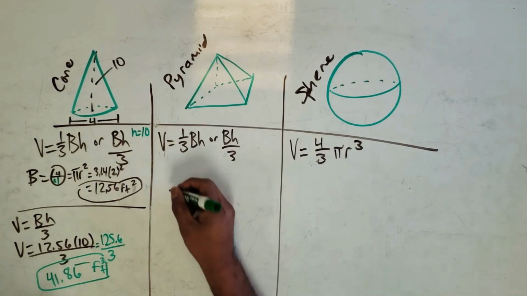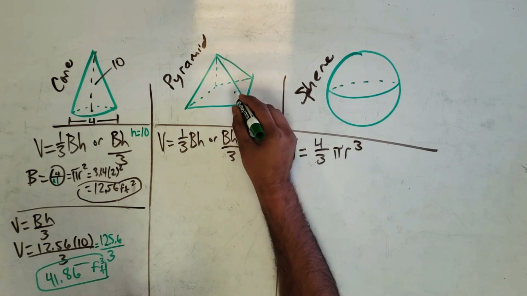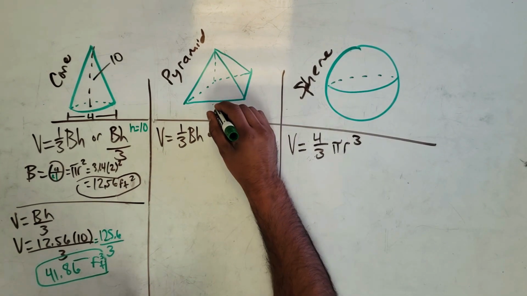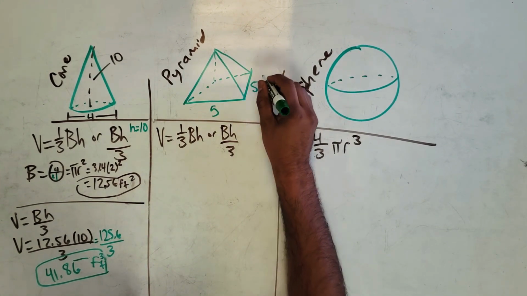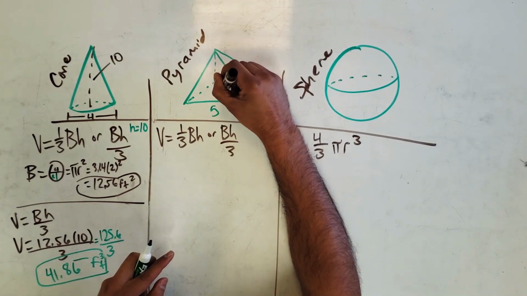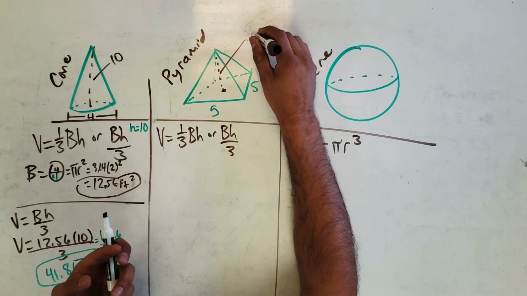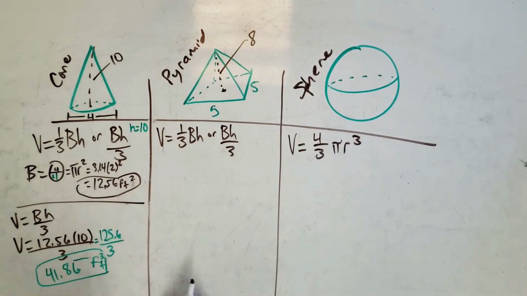Alright, now let's do a pyramid. So let's put some measurements on this one. Let's make it easy. Let's make it a square pyramid. So let's go 5 and 5. And again, the height is going to be given to you from the center of the base, and it's going to go all the way to the tip right there. And let's just say it's, I don't know, 8 feet tall.